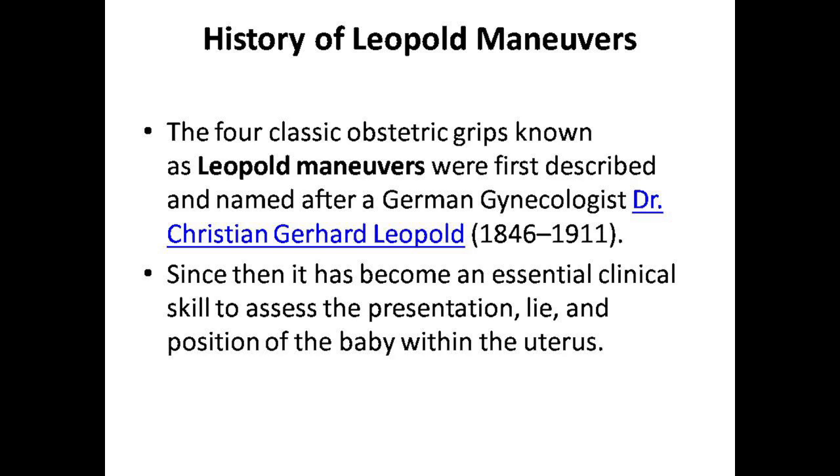So during the period between 1846 to 1911, there was a German gynecologist called Dr. Christian Leopold, who first started doing these four classical obstetrical grips. After his practice, these obstetrical grips were named after him, called Leopold maneuvers. It has become an essential clinical skill to assess presentation, lie, and position of the baby within the uterus.